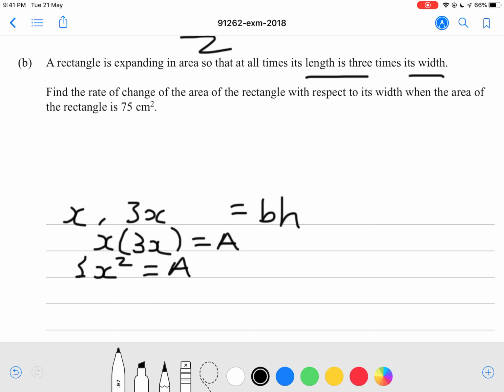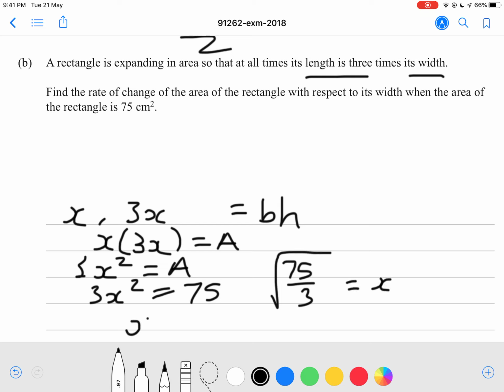You know the gradient of a graph, for example y equals mx plus c. If the gradient is 3, that means it's increasing by 3 times x. So the gradient is 3. Basically, we're just going to say 3x squared equals 75. Then we can say 75 divided by 3, square root, equals x. You should find that x equals 5.